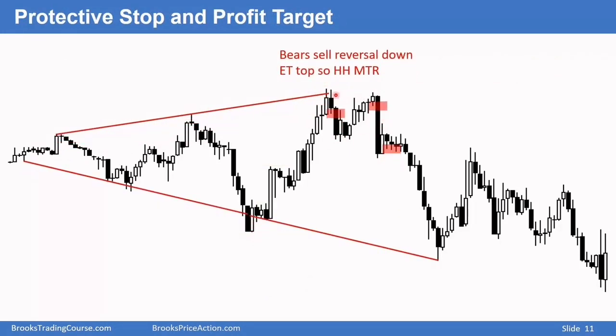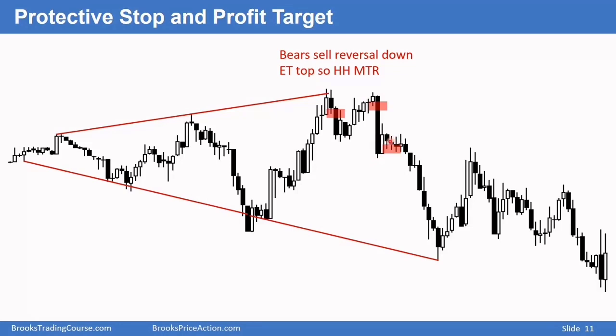Top of an expanding triangle pattern, bears will sell either the first reversal down, or they'll be concerned by the number of good bull bars here. Some bears will sell the second reversal down instead. It's a double top and a wedge. 3 pushes up, 1 bear bar, 2 doji bar, and then 3 or 4. Other traders will wait for the strong reversal down and then sell the pullback.